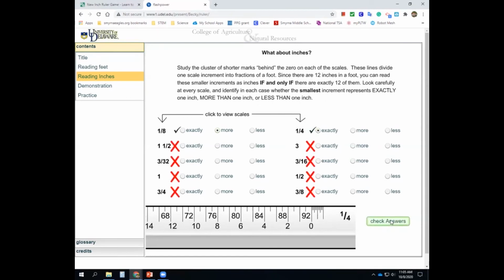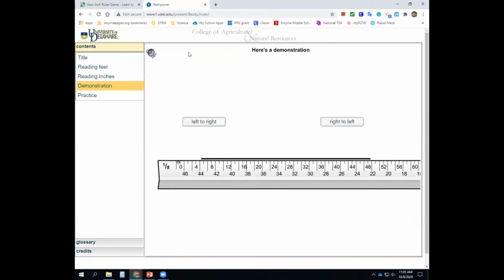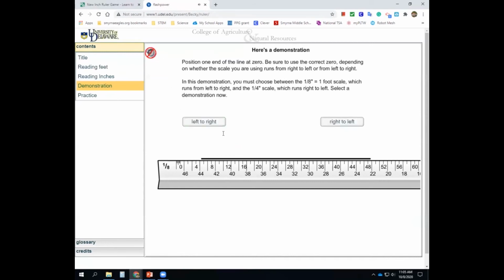Good. All right, so here's our demonstration. So we're going to put these two techniques together. So this demonstration does include audio if you want to listen to that. Then we can keep going. So you can toggle sound on and off at any time. So there you go. All right, so the first thing, let's begin. Let's turn that off. All right, so position one end of the line at 0.